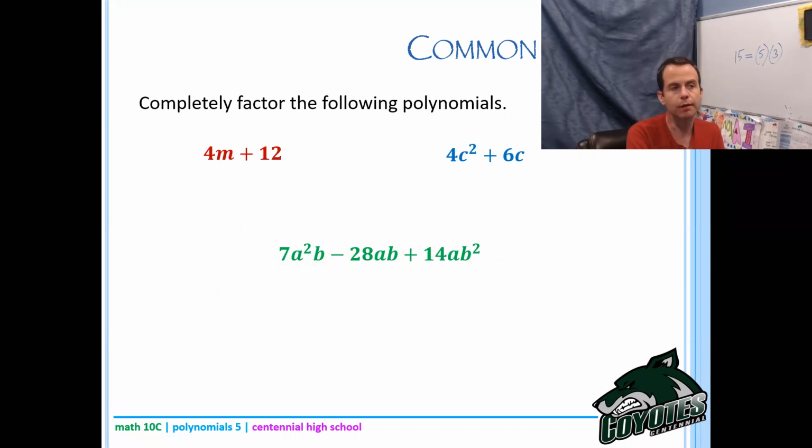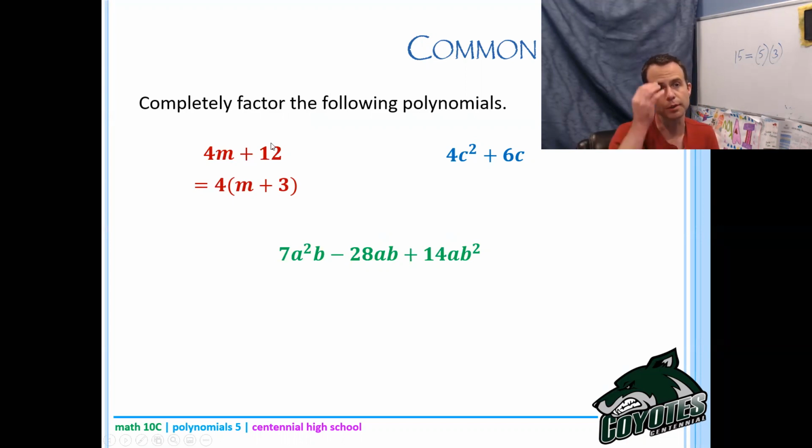4m plus 12, well, what's common? M is not common to both, so I can't take the m out. But between a 4 and a 12, 4 is the greatest common factor there. So I take out the 4, and that would leave me with m plus 3, okay? You can always check your work. If you go 4 times m, you get 4m, and if you go 4 times 3, you get 12.